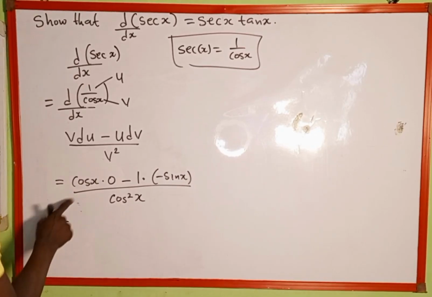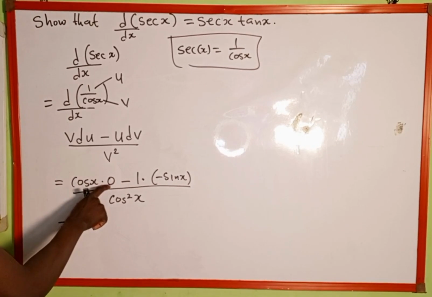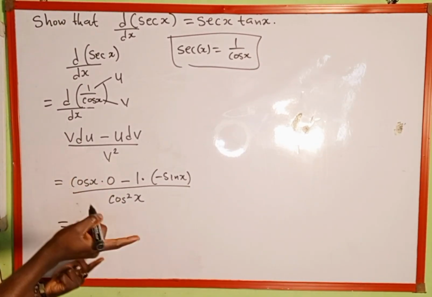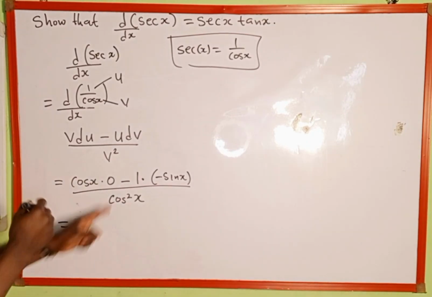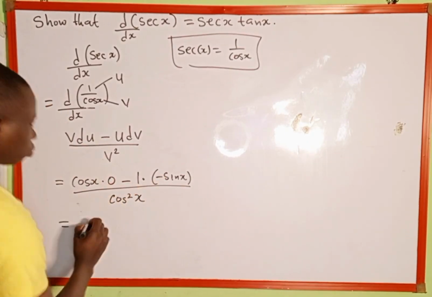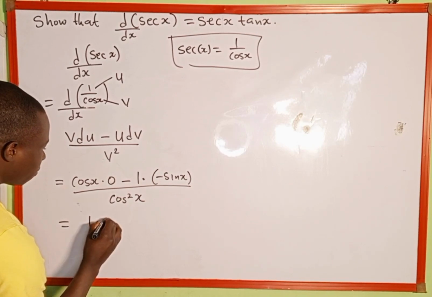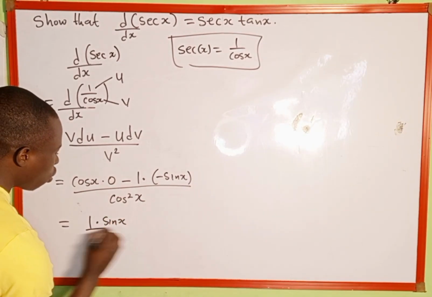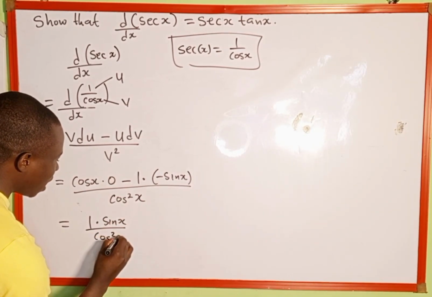So the next thing we're going to do is to simplify the up one. Cosine x multiplied by 0: anything multiplied by 0 is 0, so this is gone. Then minus multiplied by minus is plus. Then we are left with just 1 multiplied by sine x all over cos square x.